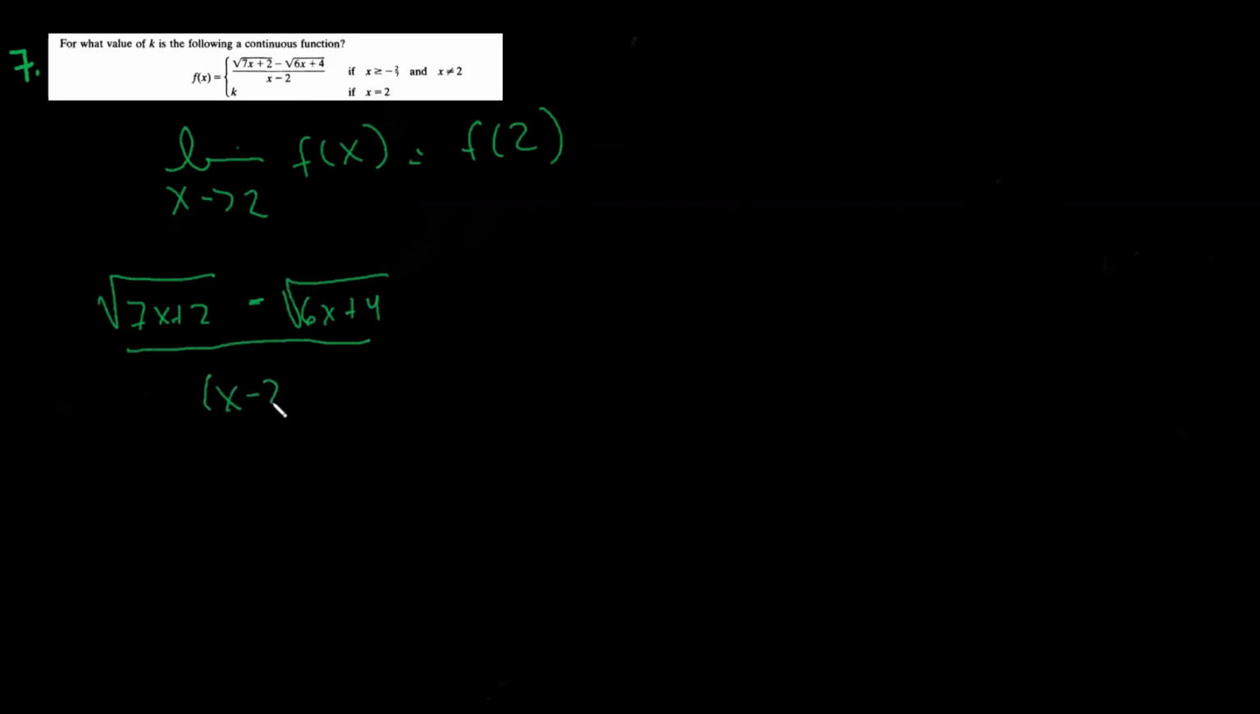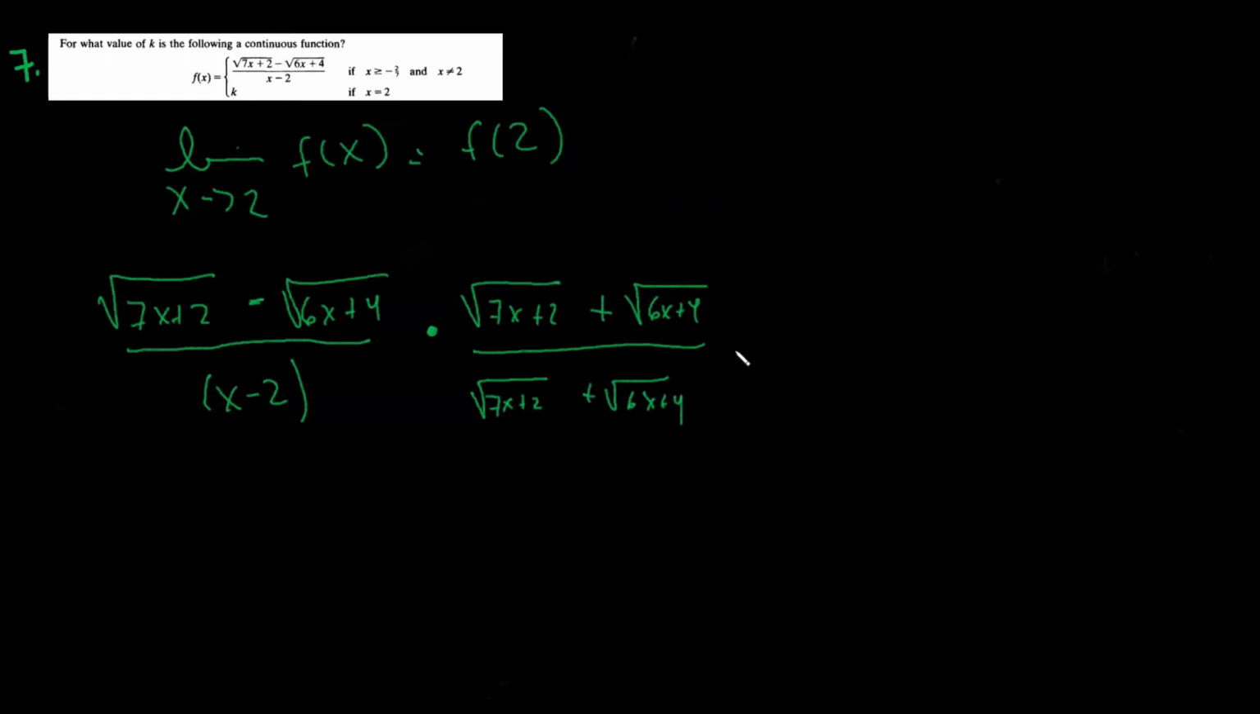When you see a root expression in the numerator, 99% of the time you have to find the conjugate. So you multiply by the numerator, but you reverse the sign of the second term there, so plus root 6x plus 4. And you divide by the same thing, plus root 6x plus 4. It's too tedious to do it here, but I encourage you to do it because practicing your algebra is always useful. You end up getting root 7x plus 2 plus root 6x plus 4.